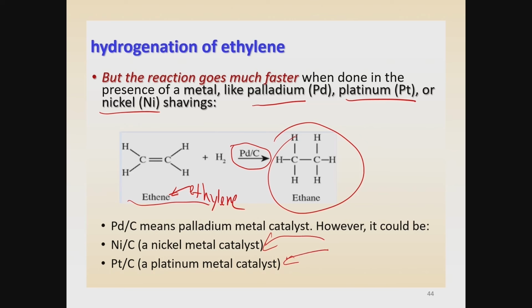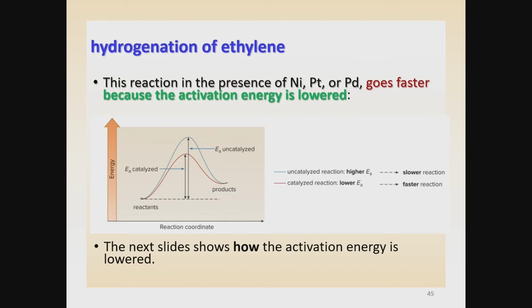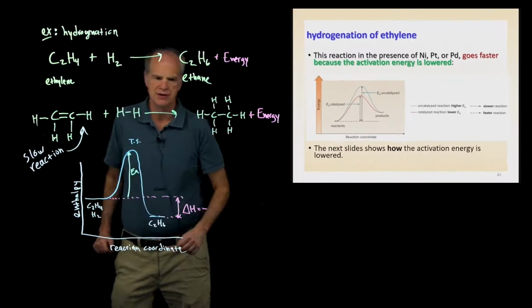So the question is, why do these metals make this chemical reaction go faster? And so what I'm about to describe to you is that these metal catalysts, what they'll do is they lower the energy of the transition state. And so they lower the activation energy. And so it makes the reaction go faster for that reason. So if I can reduce the slide.